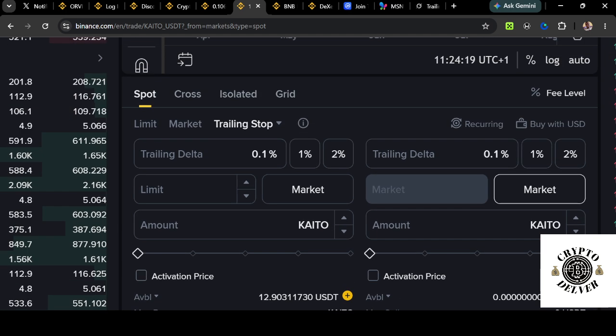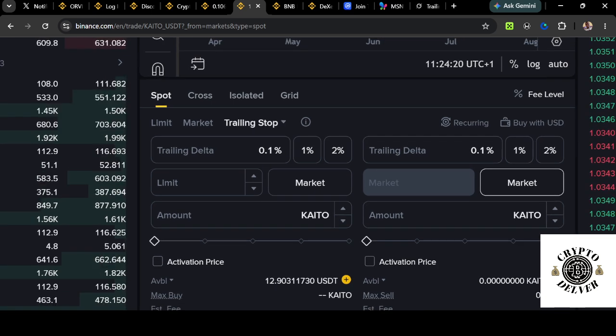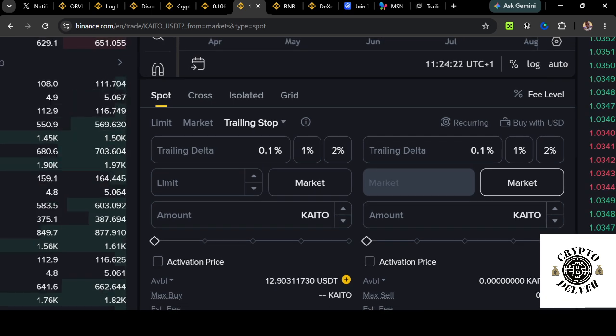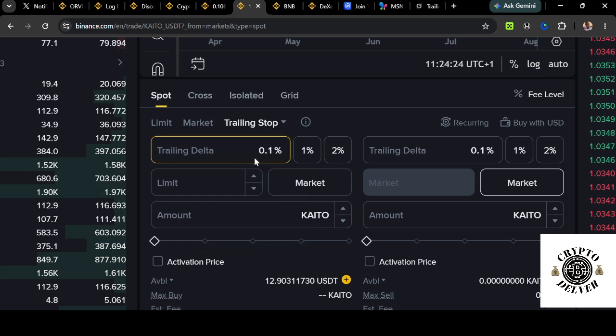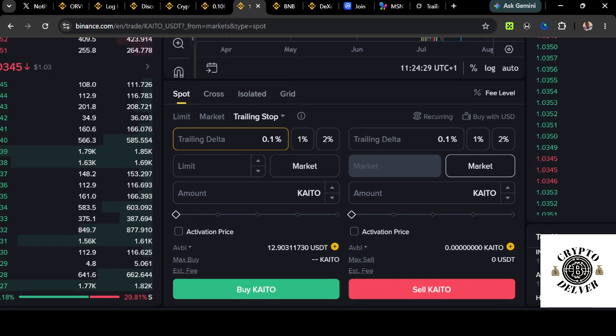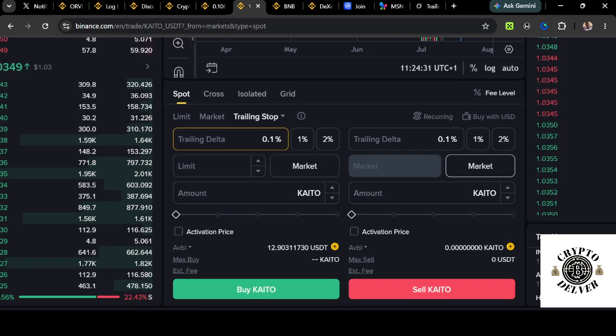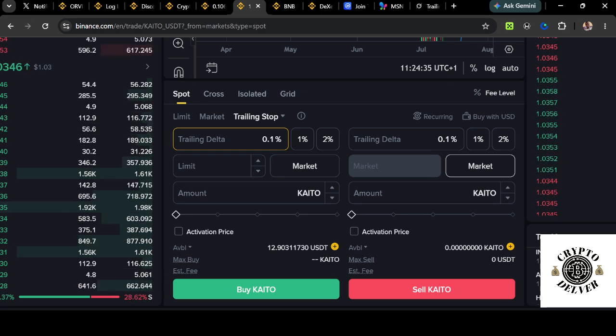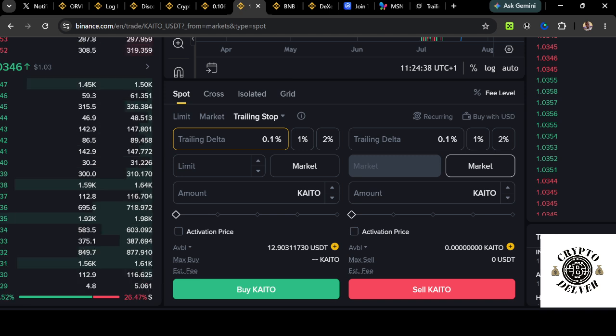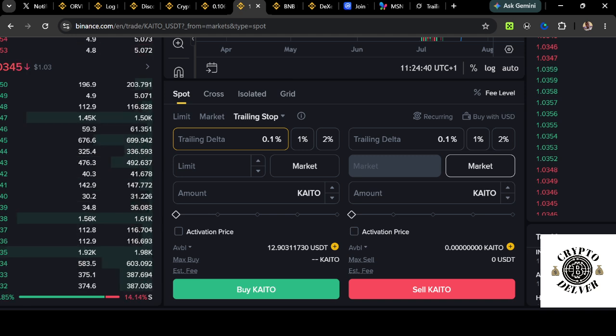Now there are just a few things you need to understand when it comes to making use of trailing stop. First of all, let's talk about what trailing delta is. In explaining what trailing delta is, you need to understand the reason you are using trailing stop. This trailing stop helps you set a particular percentage.